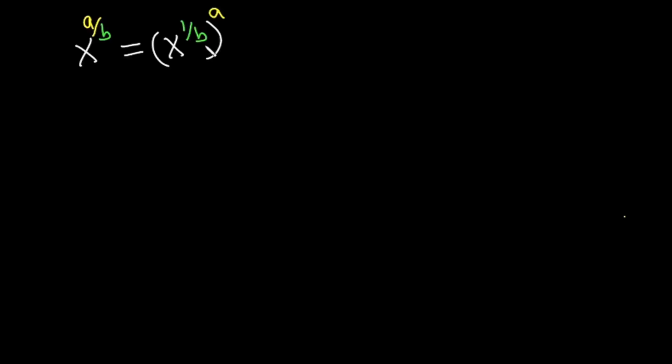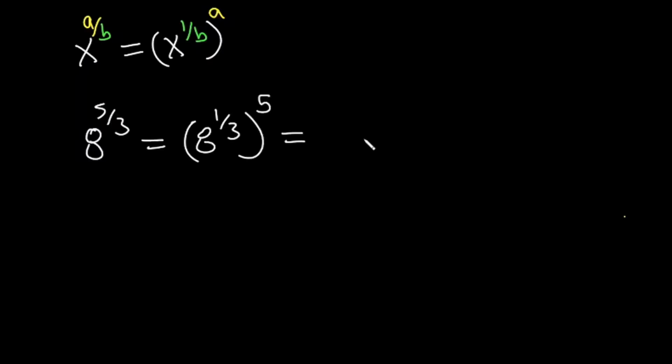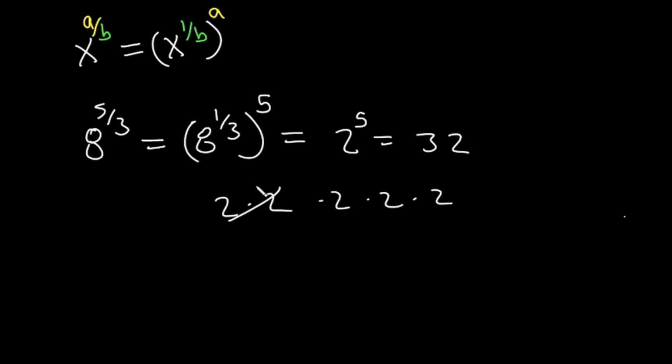Here's how you evaluate a fractional exponent. You break it apart. So 8 to the 5 over 3rd, you would break it into 8 to the 1/3 raised to the 5th power. So 8 to the 1/3 would be the cubed root of 8, which is 2, and 2 raised to the 5th power is 32. If you like to break that apart, we do 2 times 2 times 2 times 2 times 2, would be 4 times 4 times 2, which is 32.